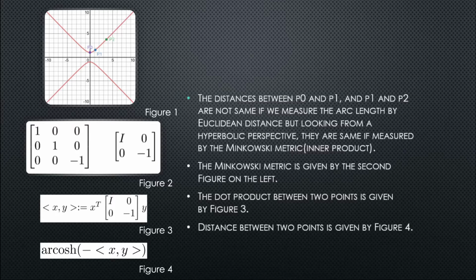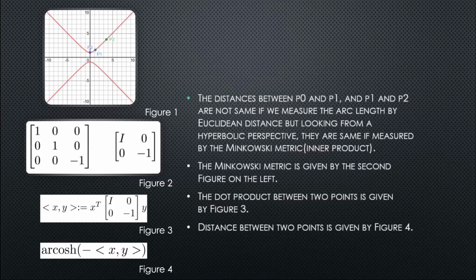This is because the metric of measuring distance in hyperbolic space is different than Euclidean space. Both of these distances, even though they look completely different right now, are actually 1 unit in hyperbolic space. You can see how this distance is measured in hyperbolic space in the second figure.